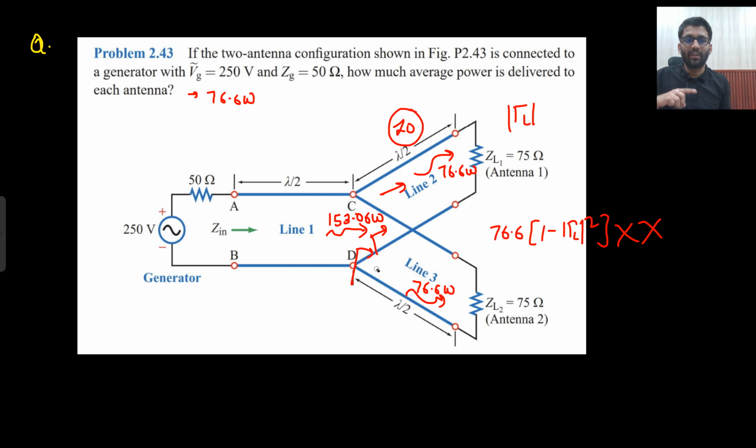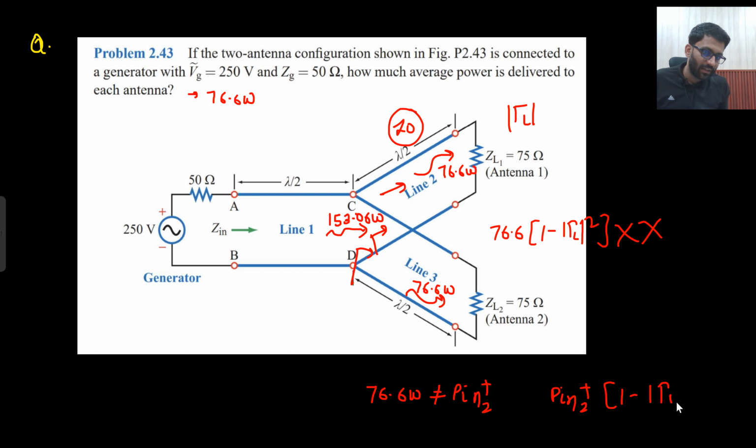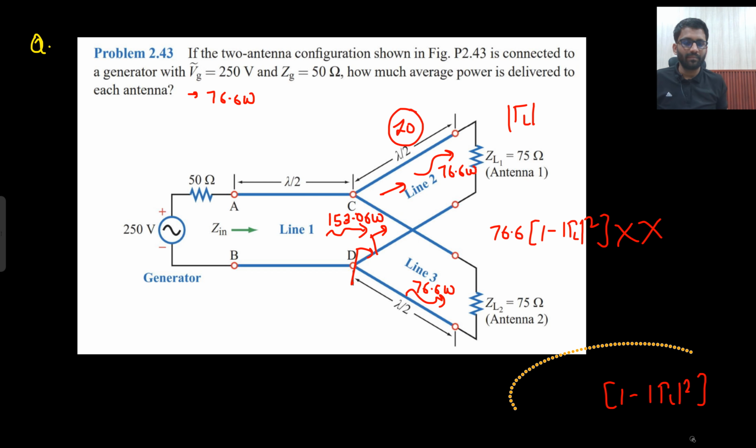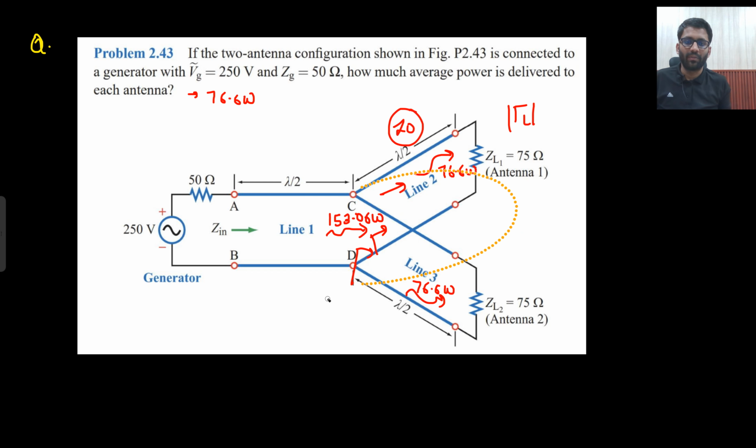And I hope you have understood, because we are replacing our transmission line with Z-in, that means we are finding the complete power delivered to the line, not only the incident one. Is that clear to you? So this value, 76.6 watt, is not equal to P in 2 plus. This is equal to P in 2 plus into 1 minus gamma L square. Is that clear to you? Right? So this is what I am going to write down now.